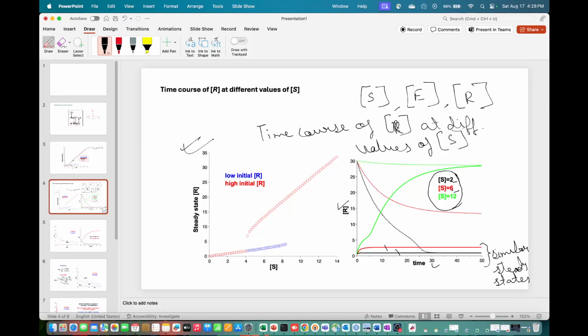Now if you check for S equal to 12 in the green line, from moving from S equal to 6 to 12, there is a big jump in the concentration of R. It increases much more rapidly than S equal to 2 and S equal to 6. So what you see here, can you tell me what you see here? What is the characteristic that is observed here?